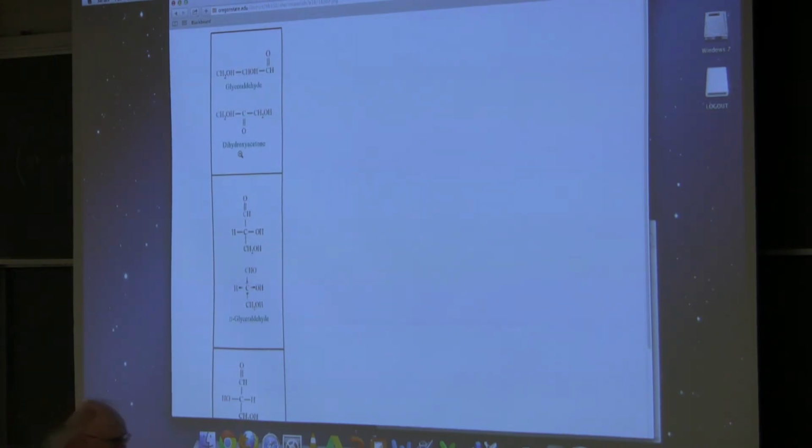These guys, by the way, have exactly the same formula, C3H6O3. Just different form, but they have exactly the same formula in terms of number of carbons, hydrogens, and oxygens.